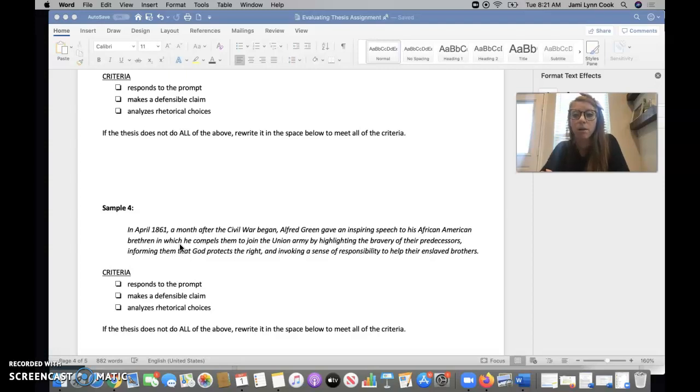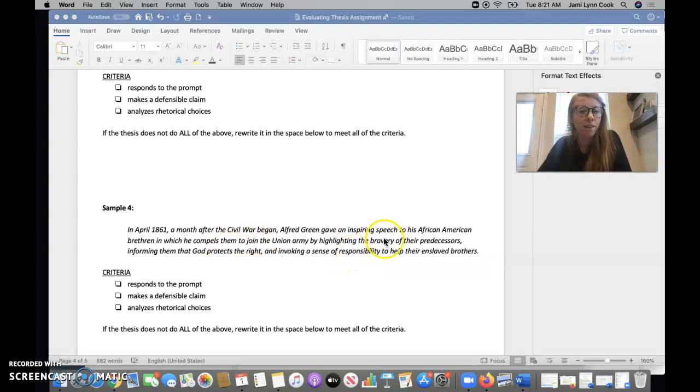Does it respond to the prompt? Yeah, it does, because it's talking about how Greene created a persuasive argument in order to encourage his fellow African Americans to join the Union forces. Well done. Does it make a defensible claim? Can we argue this? Yeah, someone could say that none of this is correct, or that all of it is. Perfect. Does it analyze specific rhetorical choices?